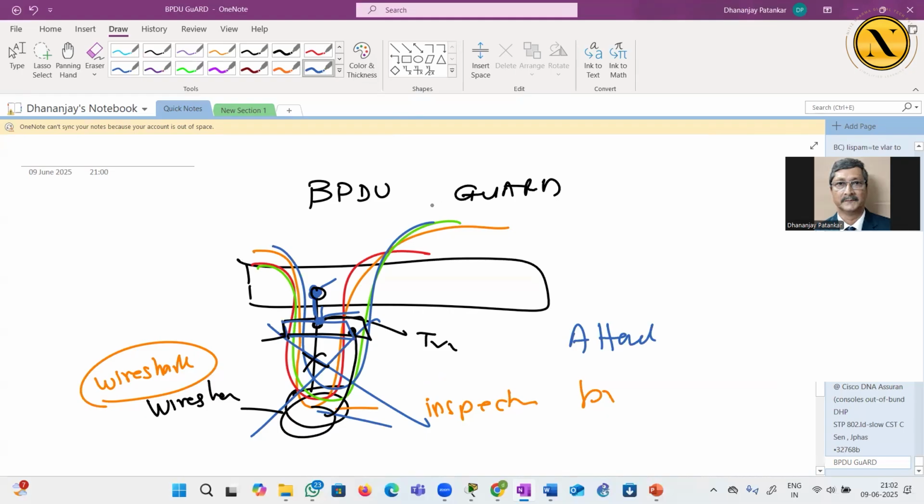When a PC is connected, it doesn't send BPDU. But this guy smartly took an 8-port switch and connected it here. So BPDUs will be sent to each other, right? Now we want that such a situation should not arise. If it arises, our switch should disable the port, right? Got it? So the attack will be stopped.